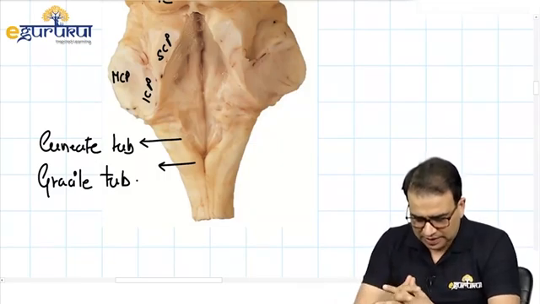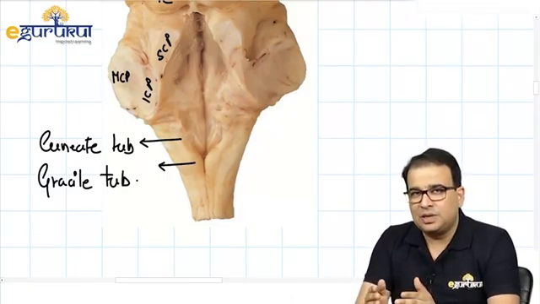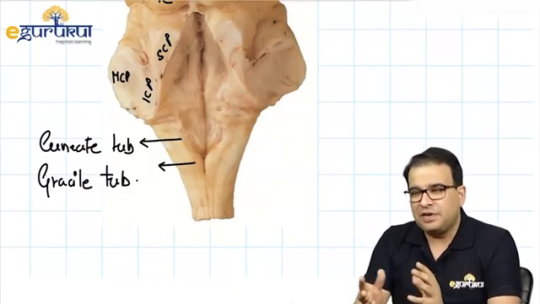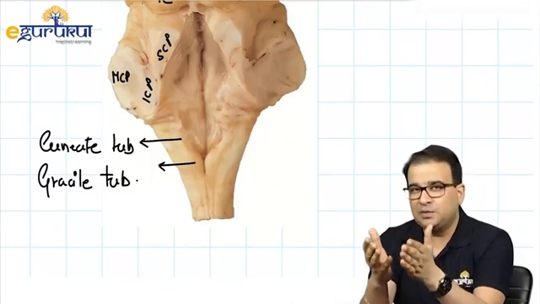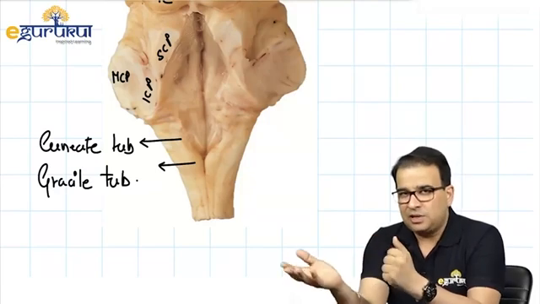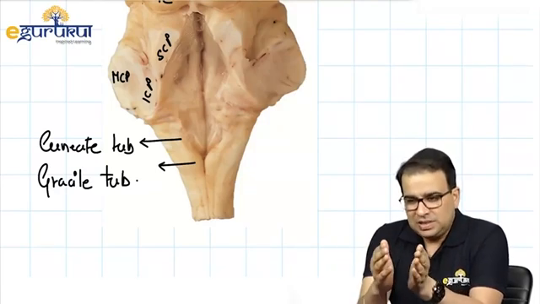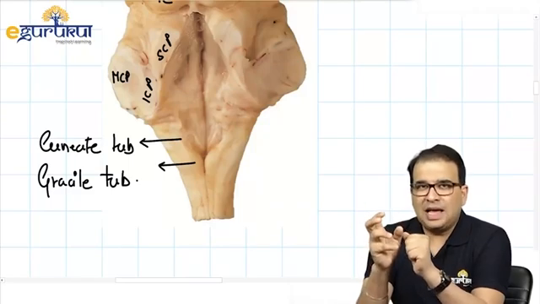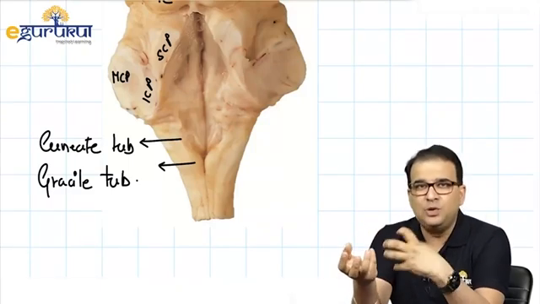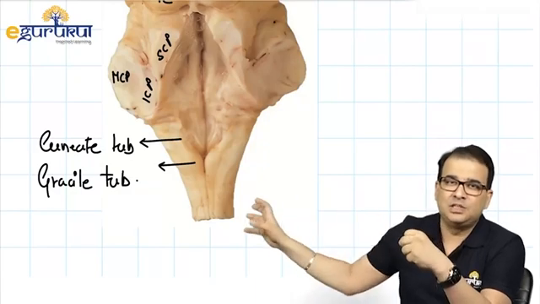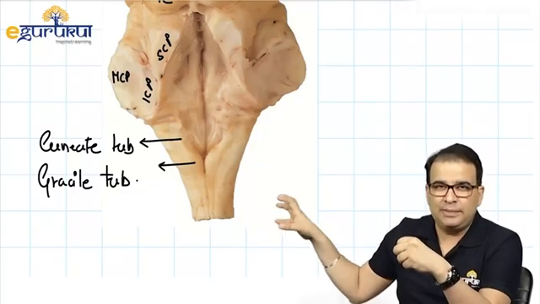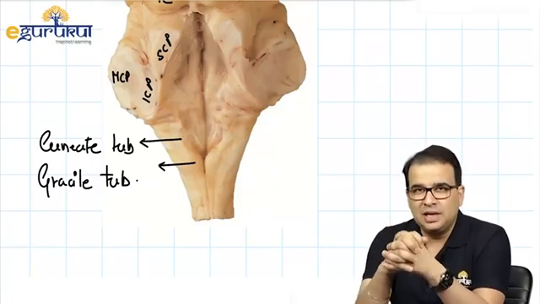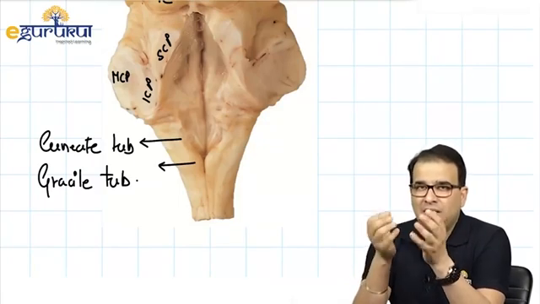With the name you can make out the gracile and the cuneate: fasciculus gracilis and fasciculus cuneatus, the two dorsal column tracts. The dorsal column tract has one property: it keeps ascending on the same side of the spinal cord, unlike the spinothalamic tract which decussates. These dorsal column tracts reach the medulla oblongata, and in the medulla they have their nuclei called nucleus gracilis and nucleus cuneatus. That's why these tubercles are there. Deep to these tubercles we have those two nuclei, where the dorsal column tracts come and relay.